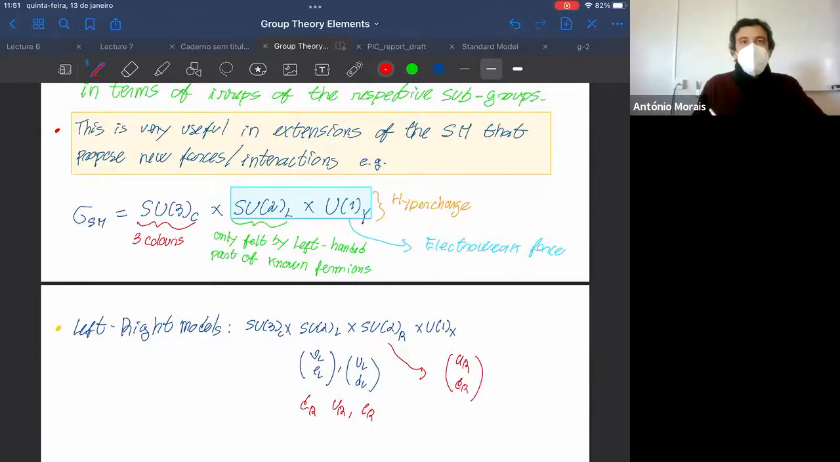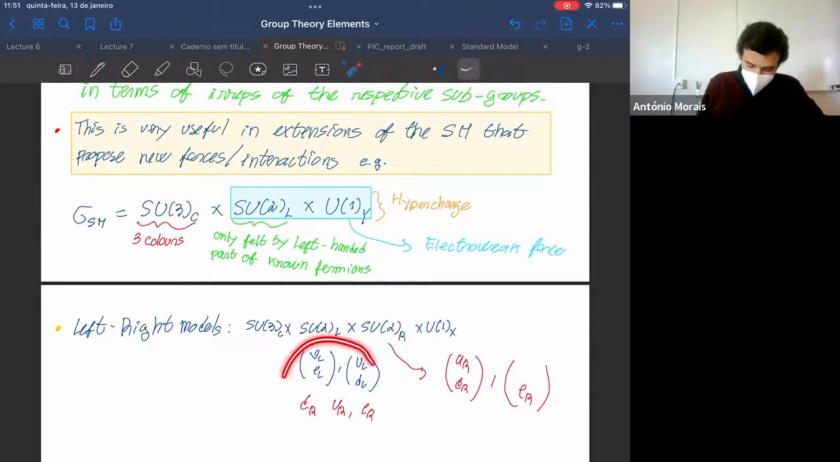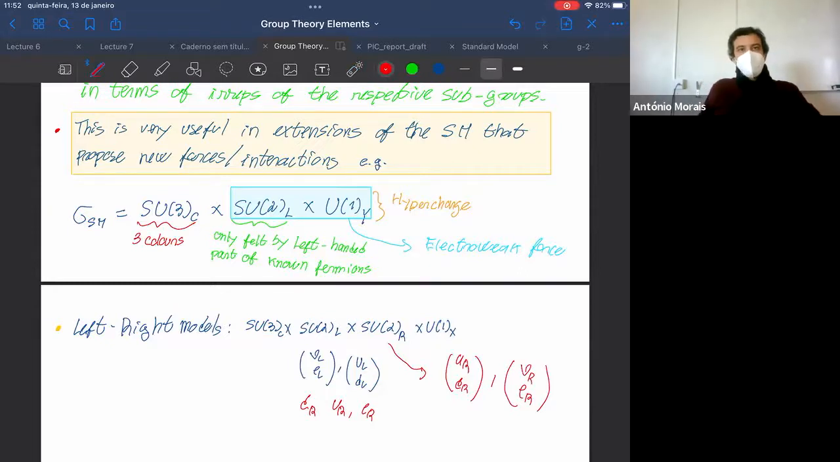I will have a doublet of UR and DR. But look, something happens when you start including new interactions. You can also do it for the leptons. So ER, but now if it's only ER, the standard model only predicts what is here. But there is something missing that is not in the standard model, and in the left-right model, this is called a left-right model with this SU(2)R addition, something that it predicts, which is the right-handed neutrinos.